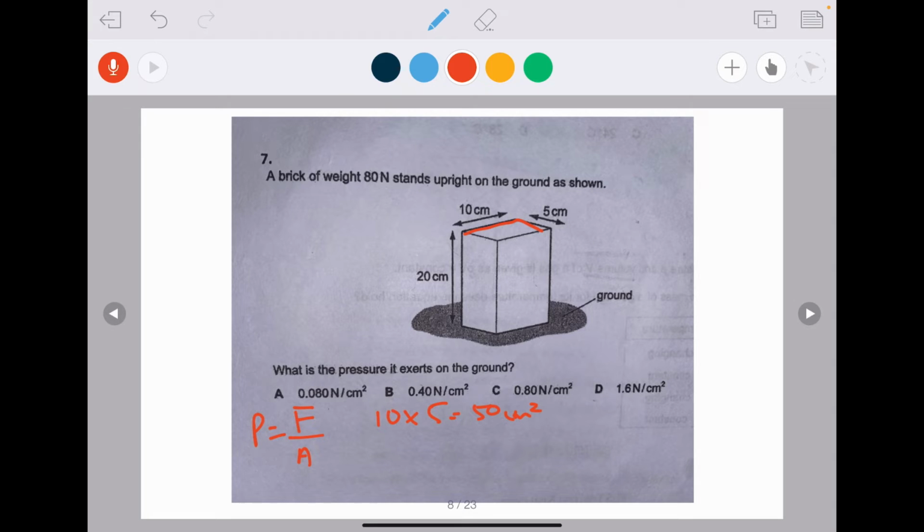And then you can put it back into the original formula. So we can find the pressure as P equals, the force is given as 80 newtons, 80 divided by 50. So pressure is equal to 1.6 newton per centimeter squared. So the answer for 7 is D.